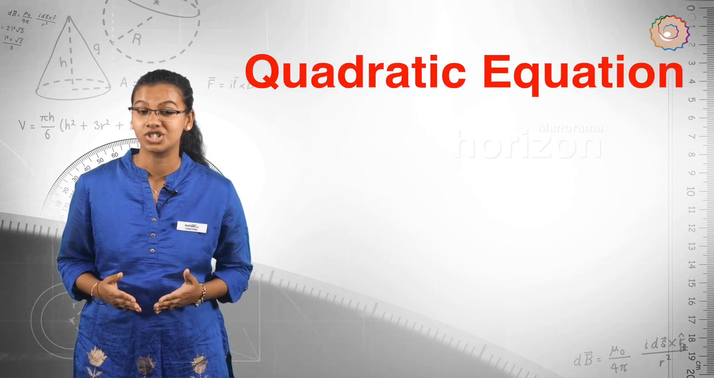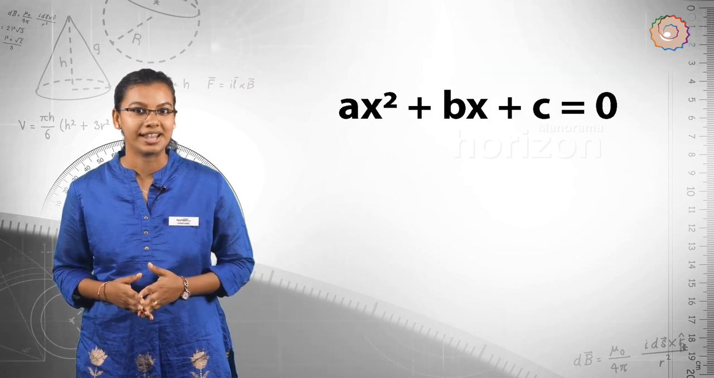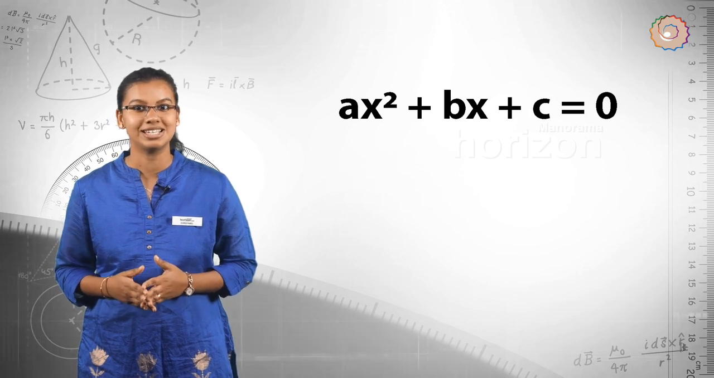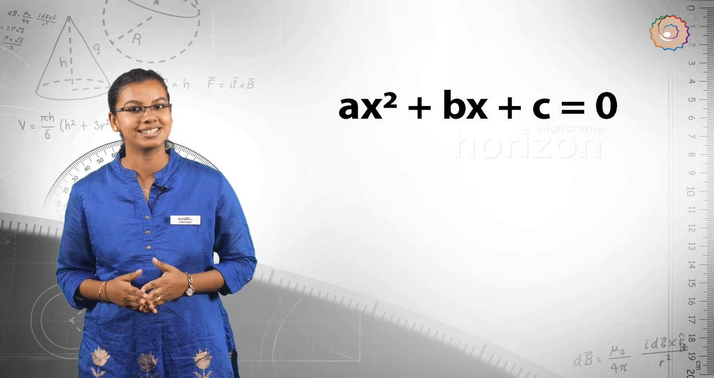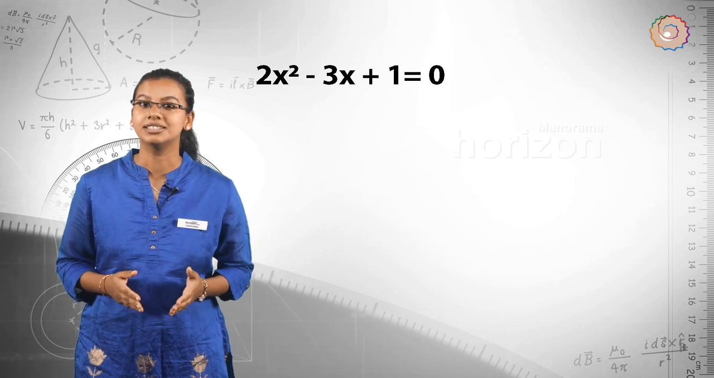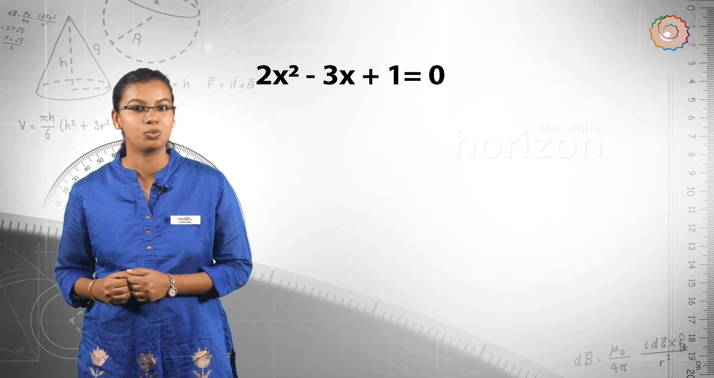A quadratic equation in variable x is an equation of the form ax² + bx + c = 0, where a is not equal to 0, and a, b and c are real numbers. Consider the quadratic equation 2x² - 3x + 1 = 0.